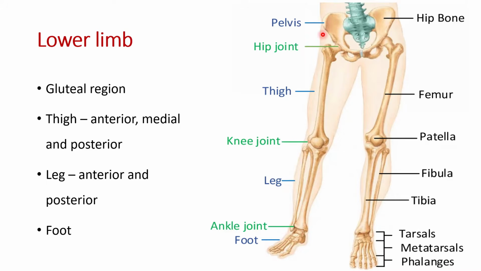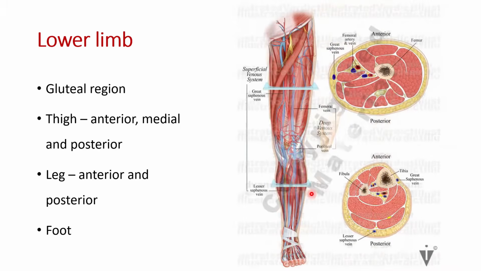So once again, bones of the lower limb, you can see you have the pelvis, you have the femur, you have the patella bone, you have the tibia and fibula, and then you have tarsals, metatarsals, and phalanges. So those are bones of the lower limb.